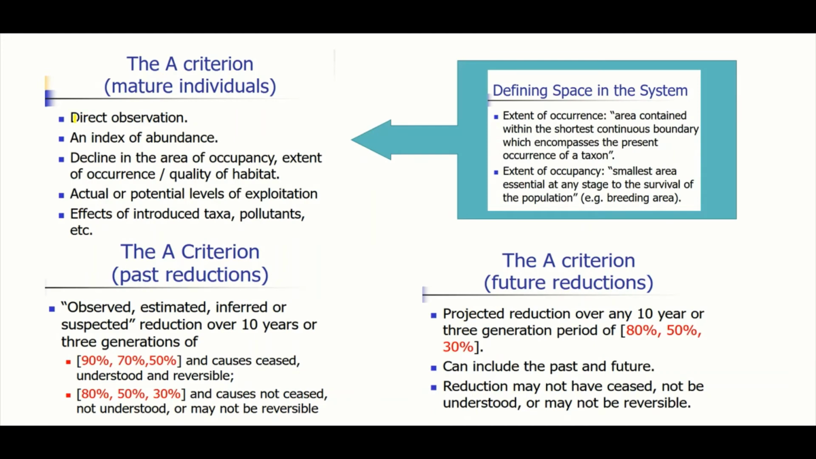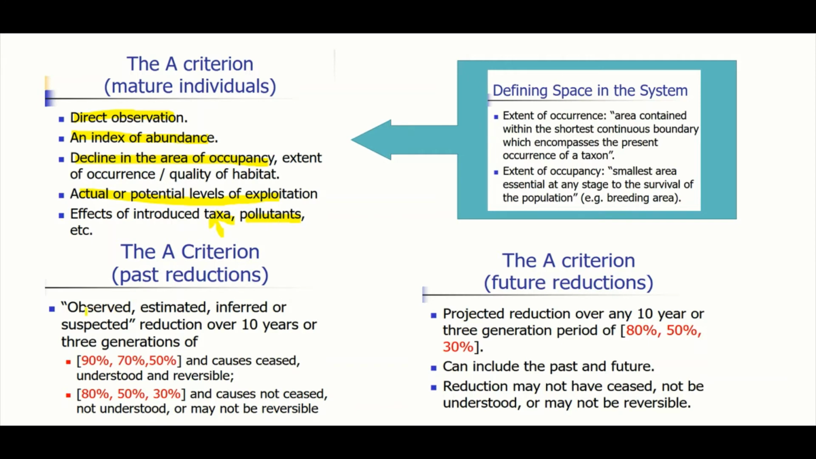For criterion A, we do direct observation, then we give an index of abundance, then also check the decline in the area of occupancy, and the area of occupancy refers to extent of occurrence or quality of habitat, then actual or potential levels of exploitation, and then effects of introduced taxa, maybe foreign taxa and pollutants.